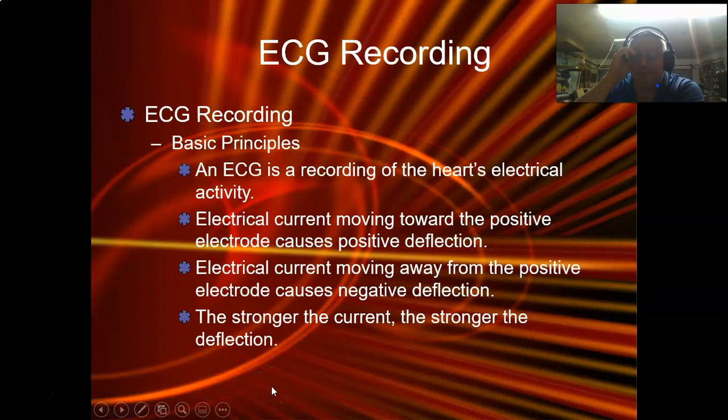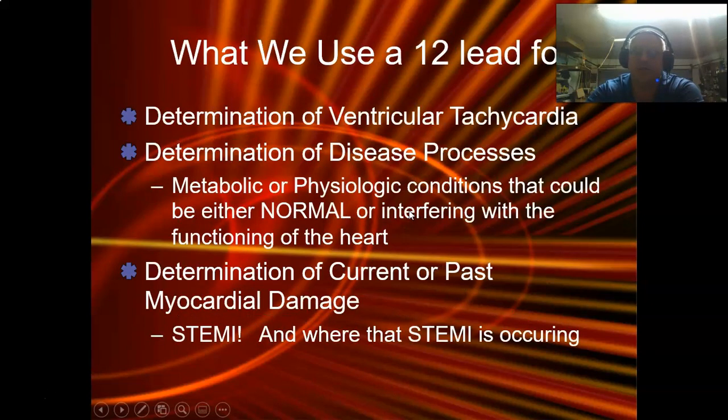So, again, as a reminder of what an EKG is, it's a recording of the electrical heart activity. And again, the electrical current moving towards the positive electrode causes it to go up. And if it's going towards the negative electrode, it's going down. If it's moving away from the positive electrode, I should say, it causes a negative deflection. The stronger the current, the stronger the deflection. So remember, it's going to read only that which is the strongest electrode.